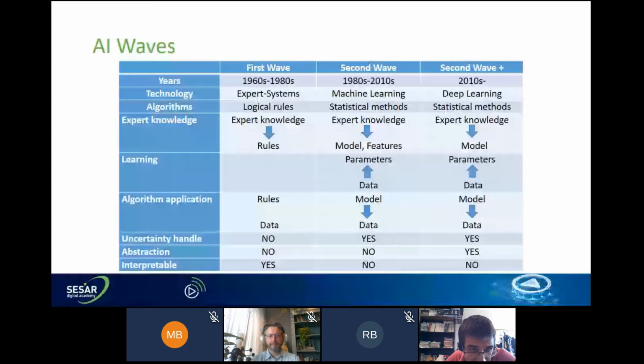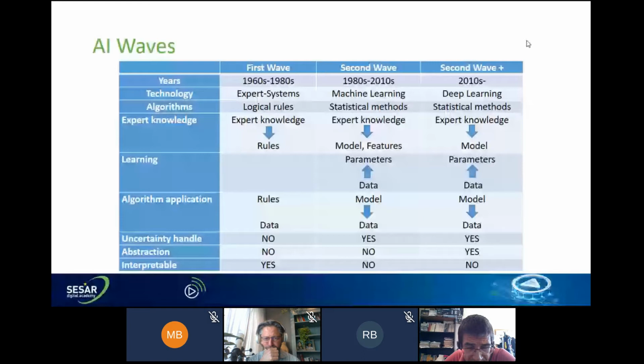So the first wave, we would have the paradigm of logical rules to encode the expert knowledge in the shape of rules. There is no learning from data, so the knowledge is directly encoded from the expert, and the algorithm application is taking these rules and deriving decisions.